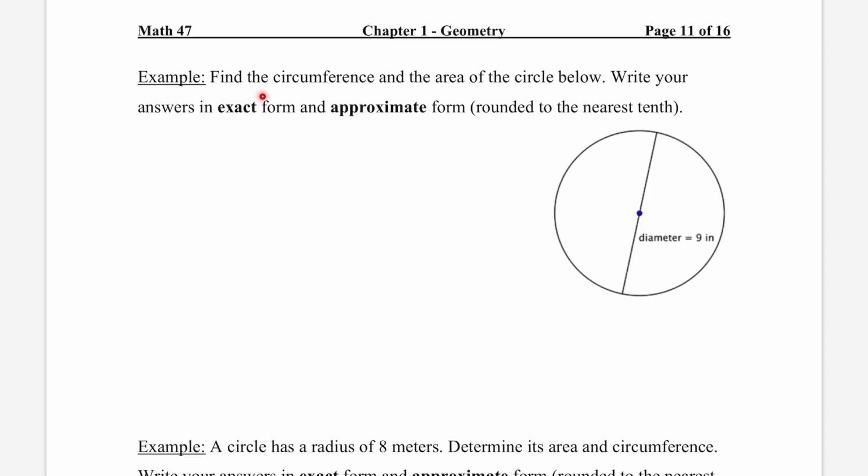Example, find the circumference and the area of the circle below. Write the answers in both exact form and approximate form. And they want you to round the approximate form to the nearest tenth. So this is the circle. I'm given the diameter of 9 inches. And I want to find both circumference and the area.